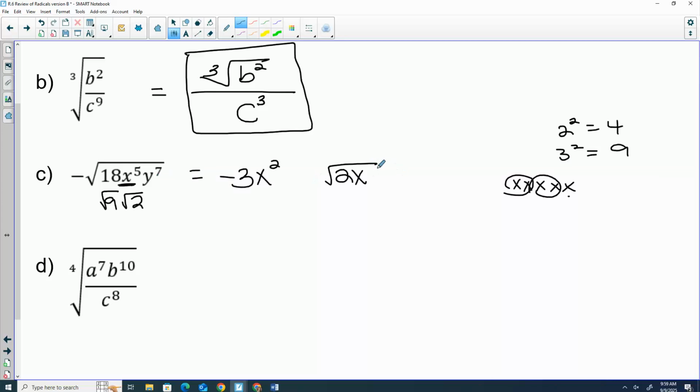If I have 7 y's, how many groups of 2 can we form? 3. And then that would leave us with 1 y left over. So negative 3 x squared y to the 3rd times the square root of 2xy.